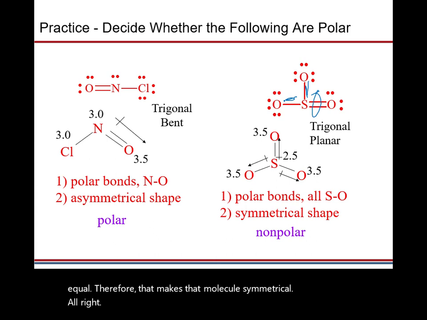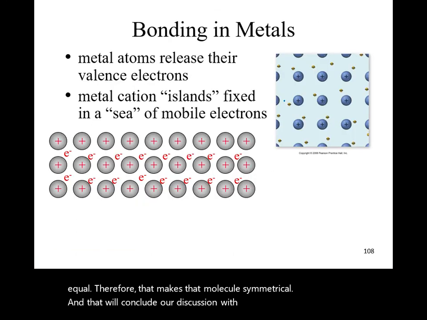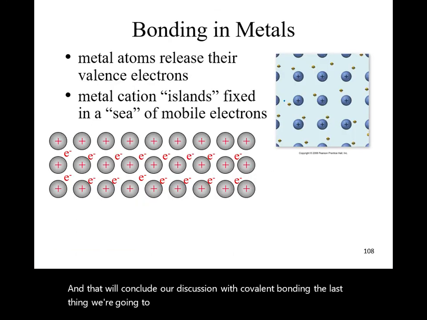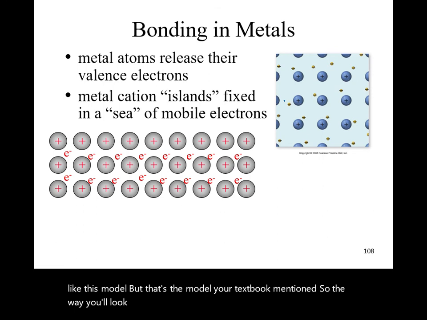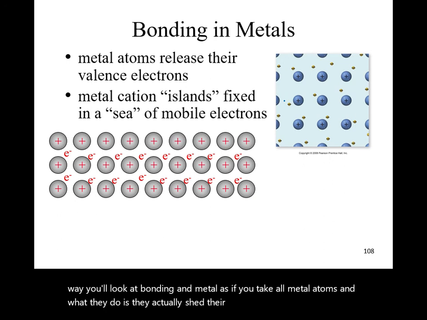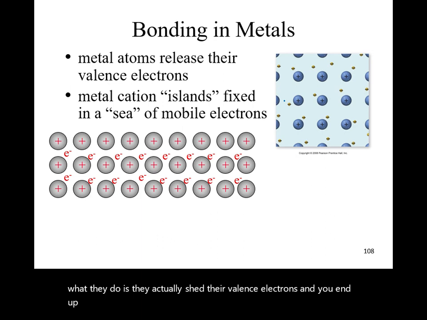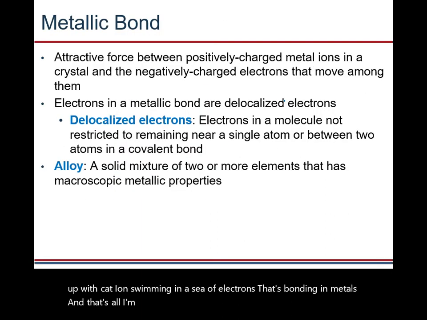And that will conclude our discussion with covalent bonding. The last thing we're going to talk about very briefly is bonding in metals. I don't like this model, but that's the model your textbook mentions. So the way you'll look at bonding in metal is if you take all metal atoms, and what they do is they actually shed their valence electrons, and you end up with cations swimming in a sea of electrons. That's bonding in metals, and that's all I'm going to ask you to know about this.